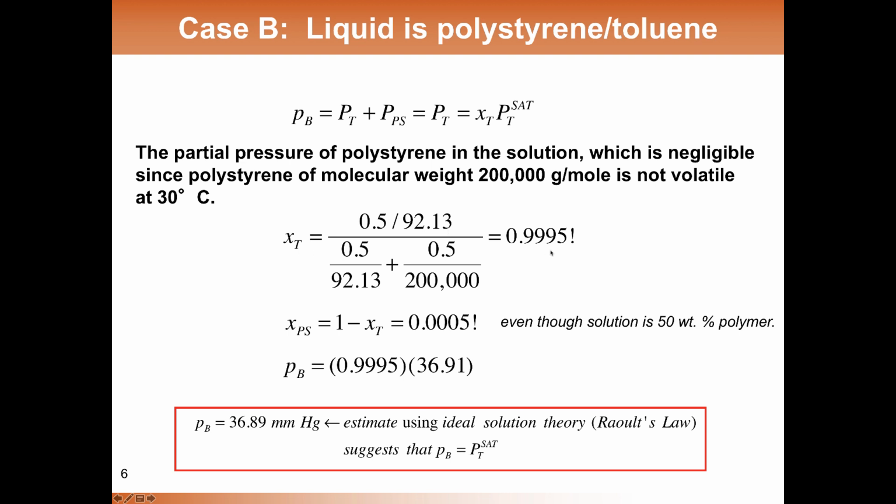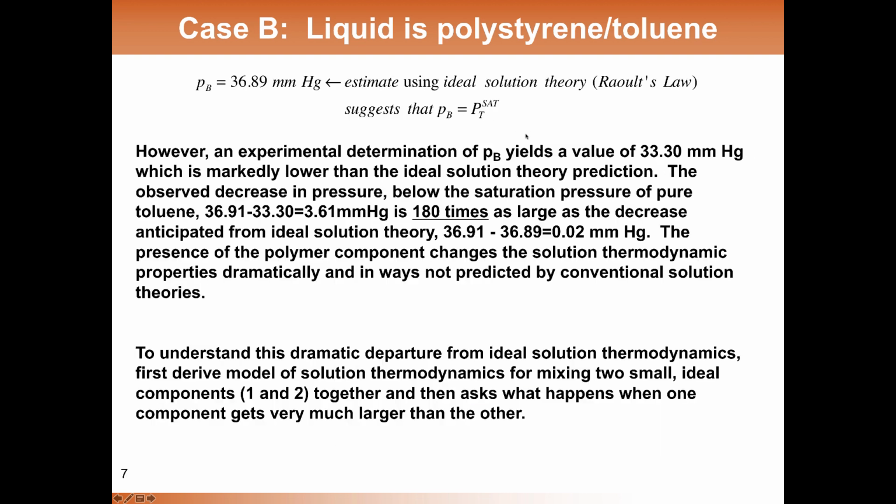And so the vast majority of the molecules in that mixture are toluene, and there's only a relatively small proportion of polymer molecules. And so continuing the calculation, we would then calculate the total pressure in case B, that is the toluene polystyrene case, to be very, very close to just the vapor pressure of toluene under these circumstances, if we're using ideal solution theory, that is Raoult's law, as shown at the top of the page.